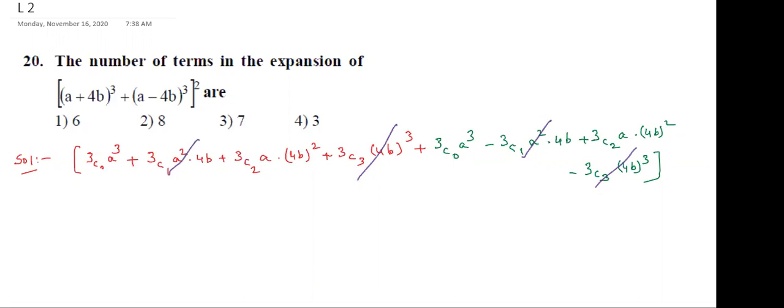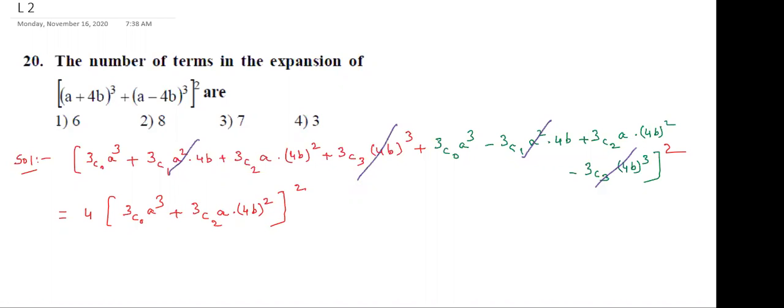Remaining, what are the terms? But those are repeated. So write like this. 2 times, but the power square is there. Power square, 2 square, 4. I am taking 4 outside. Now remaining 3C0 a cube plus 3C2 into a (4b) whole square. Next, C0 and C2, only 2 terms left, whole square.